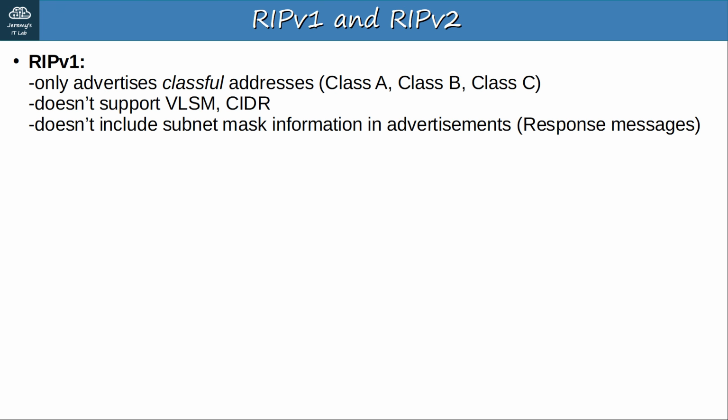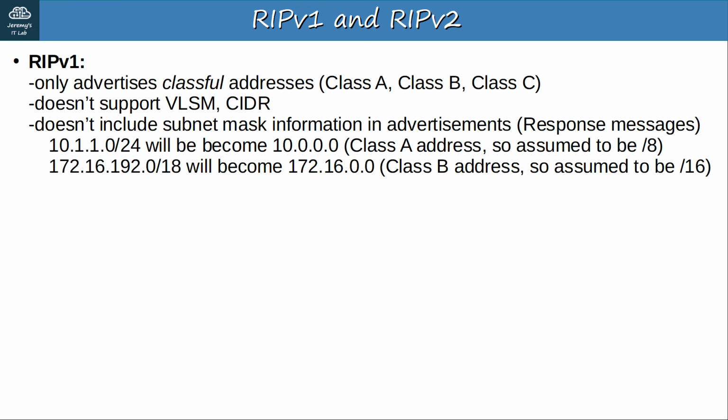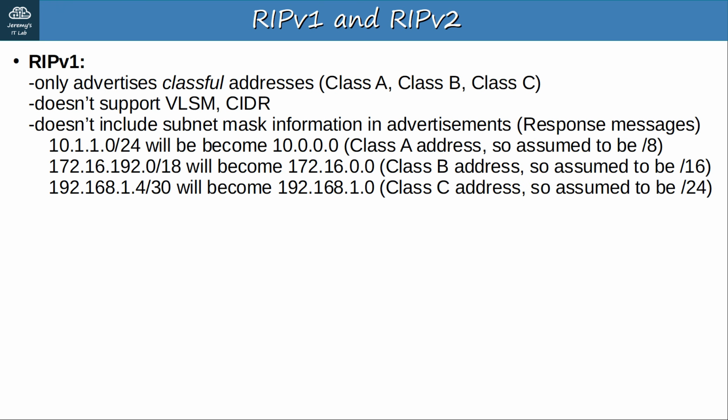Here are some examples of subnets, and how RIP version 1 would force them to become classful networks. 10.1.1.0/24 will become 10.0.0.0, a class A network. 172.16.192.0/18 will become 172.16.0.0, a class B network. And 192.168.1.4/30 will become 192.168.1.0, a class C network.